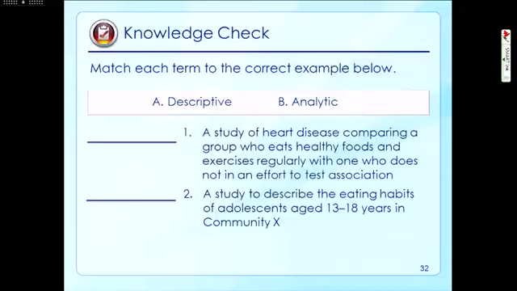A study of heart disease comparing a group who eats healthy foods and exercises regularly with one who does not in an effort to test association. What kind of study is this? This is B, an analytic study. And number two, a study to describe the eating habits of adolescents aged 13 to 18 years in community X is what kind of study? This is A, a descriptive study.